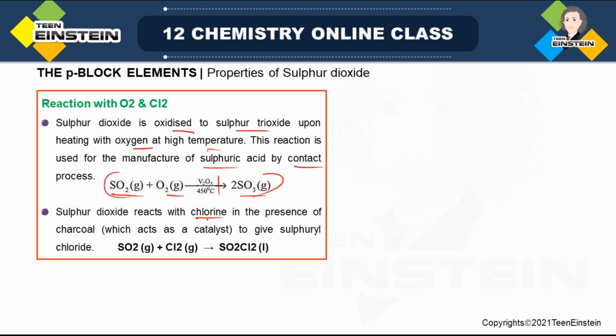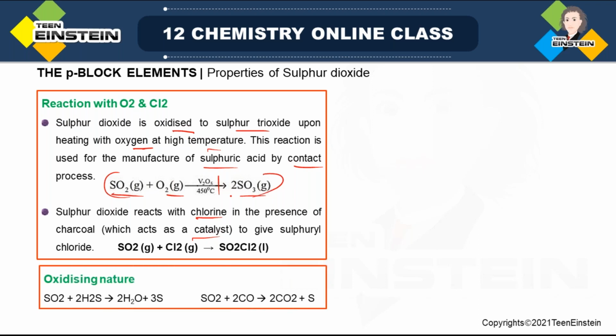It can also react with chlorine gas in presence of charcoal. So charcoal is the catalyst here, that is simply carbon, and it is giving sulfuryl chloride, SO2Cl2. So chlorine is acting as chlorinating agent here, and SO2 is converted to SO2Cl2. It also has oxidizing nature.